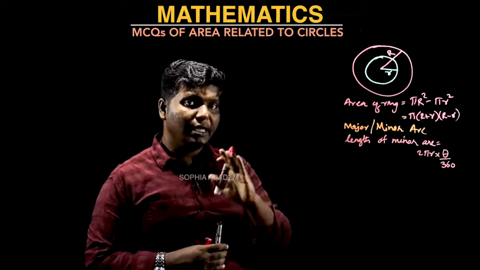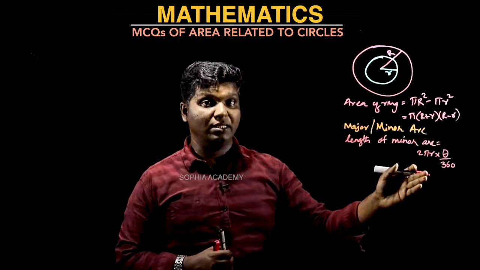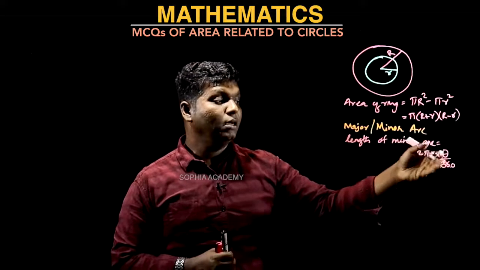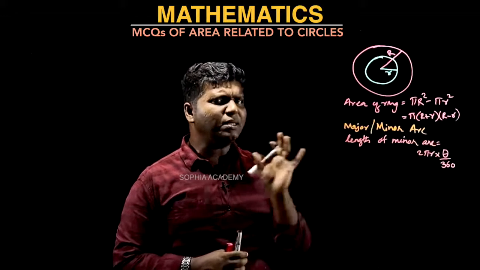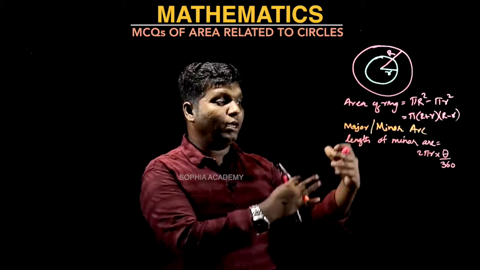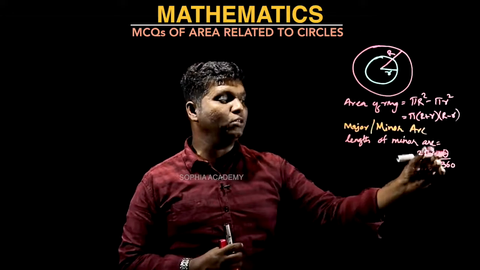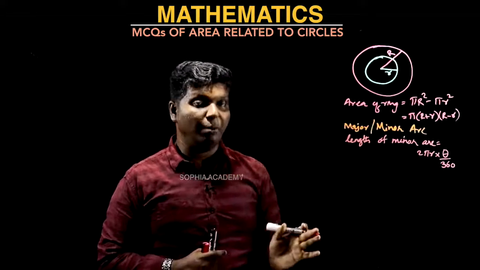In other textbooks you can see pi r into theta by 180 also. They cancel the 2 and 360 by the table of 2 and make it 180. You can do it like that. But I'm using theta by 360 again and again because when I explain the next topics, you will understand why I took this point. So the circumference into theta by 360 will give the length of the minor arc. Now you got the length of the minor arc.